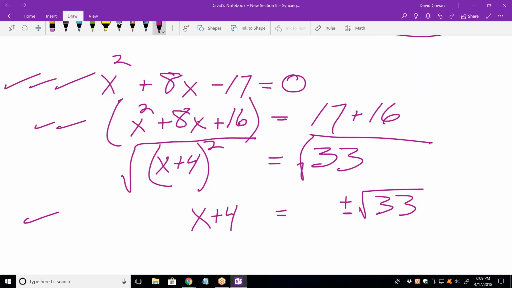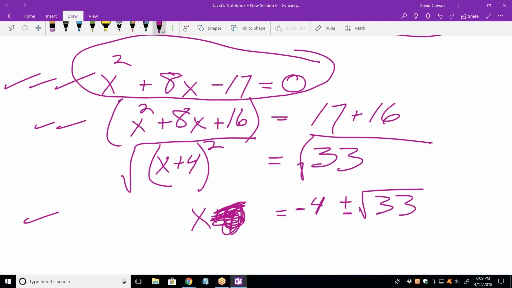Now, to solve for x, what's the last step? You'd subtract 4 from... Okay, and I'm going to put that 4 there because that's where it usually goes. In other words, had you solved this by using the quadratic formula, you would have gotten this answer right there. Okay. Negative 4 plus or minus the square root of 33.